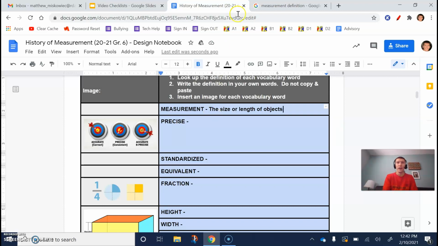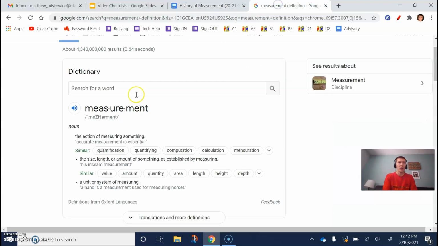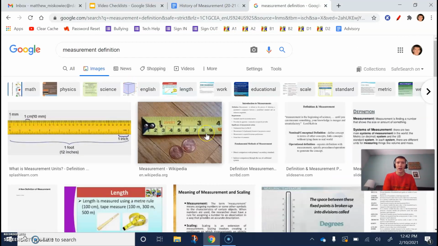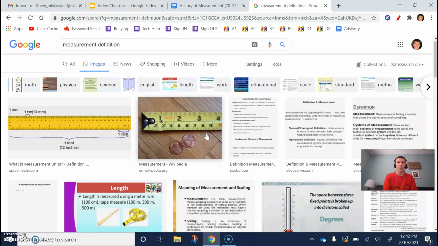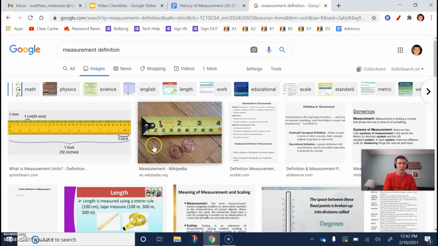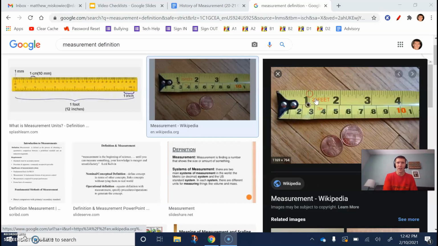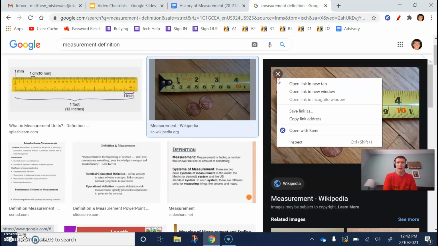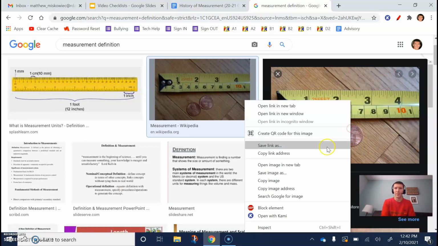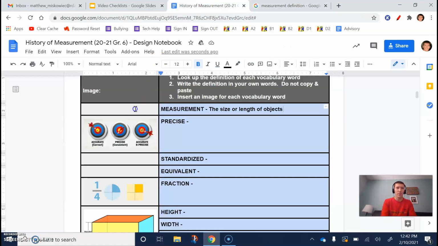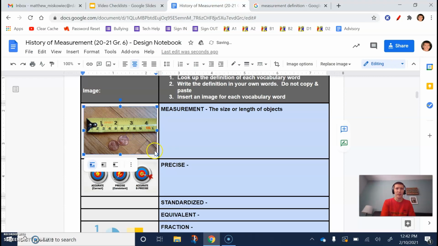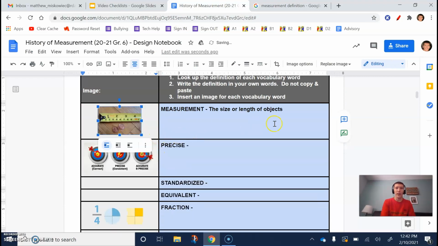And now for the image, I could just take this and then at the images tab up above, find something that I know makes sense and it applies to what the measurement definition would be. And so for this, I'm going to go with the tape measure. Copy. I think my picture is getting in the way there. There we go. Copy it. Paste it. So paste is Control V after I've copied it. And there's a measurement. So I've done one vocab word here.